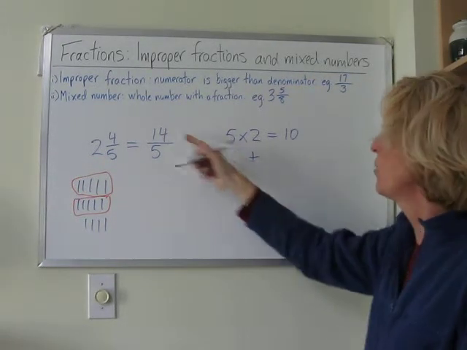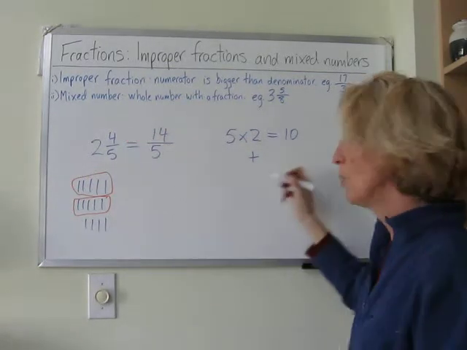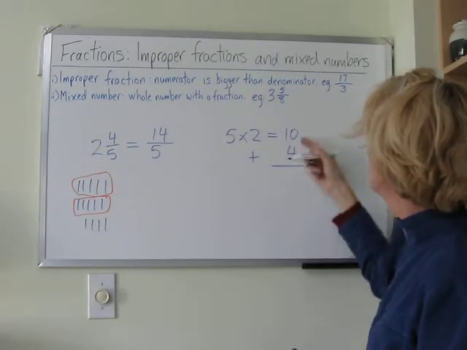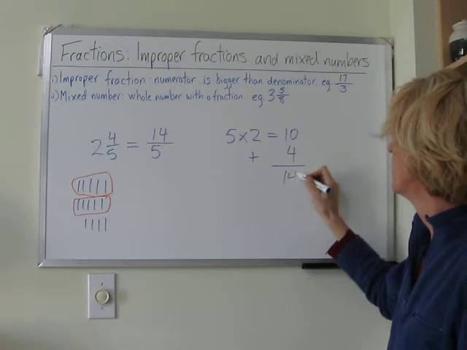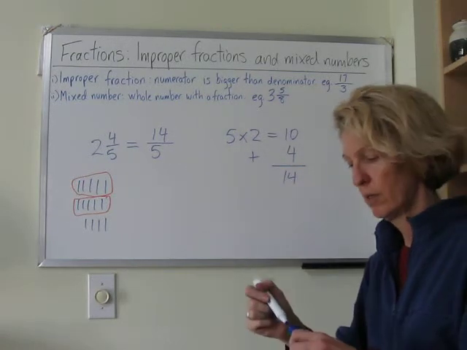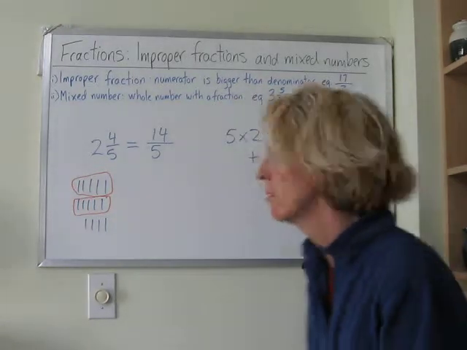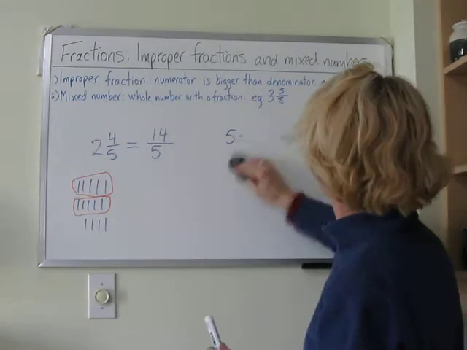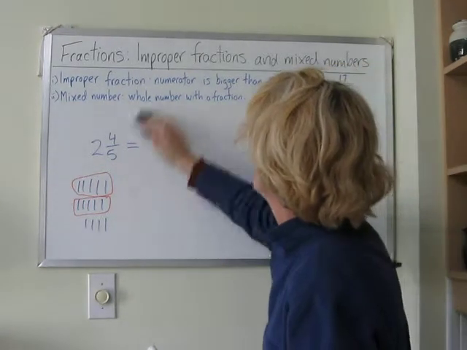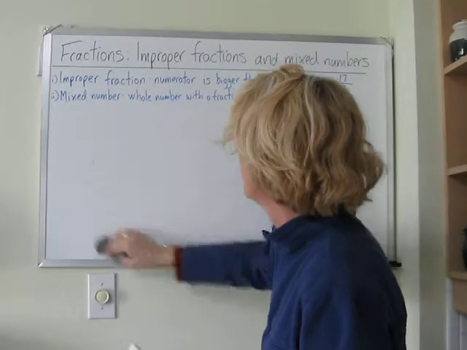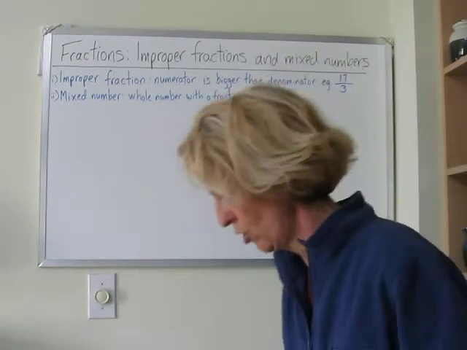And then we add on the numerator that we have left over. And what do we get? 14. Which is what we had here. And the denominator is still 5. Excellent. The denominator still stays the same. That's right. Don't mess with the denominator. We'll do one more example of switching a mixed number.